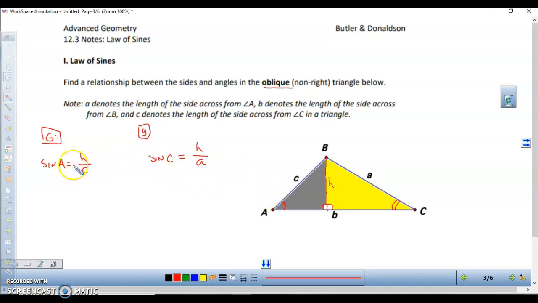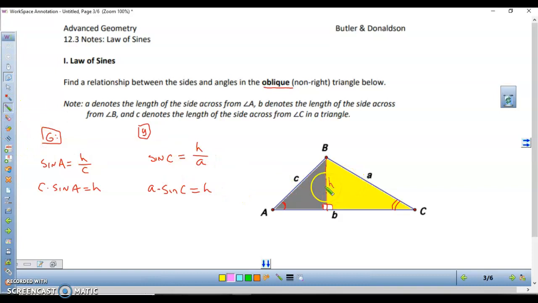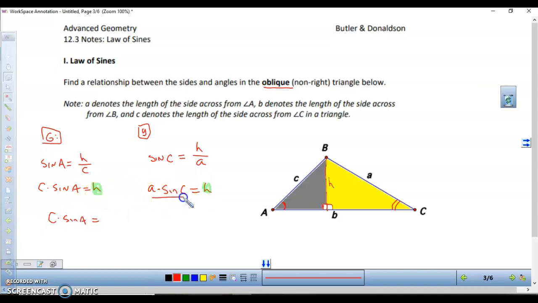All right, now, if I multiply both sides of this equation by C, I get that C times the sine of A is equal to H. And if I multiply both sides of this equation by A, I get A times the sine of C is equal to H. And the reason I wanted to do that is because in the original triangle, H didn't exist. So my goal is to get rid of H, and I'm going to do that by substituting. So in this first equation, instead of H, I'm going to substitute in its place A times the sine of C. So I have C times the sine of A is equal to A times the sine of C.